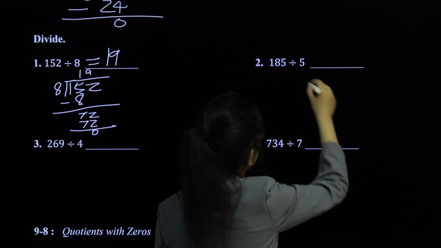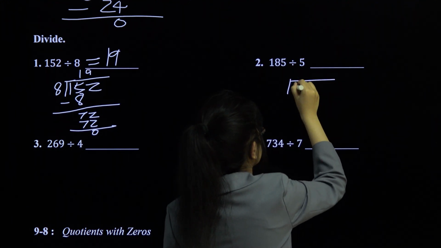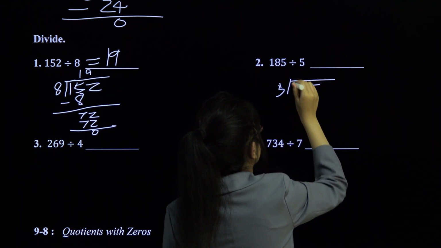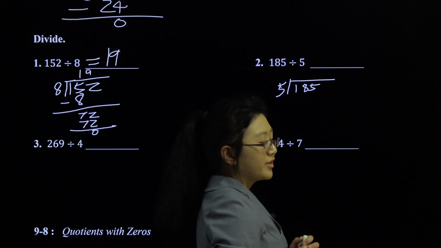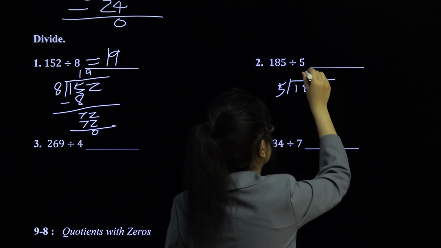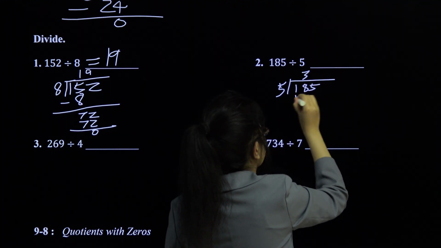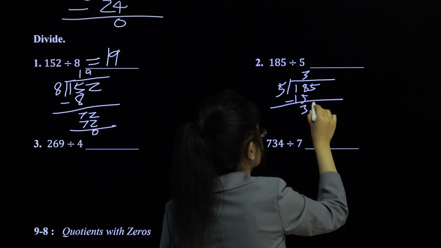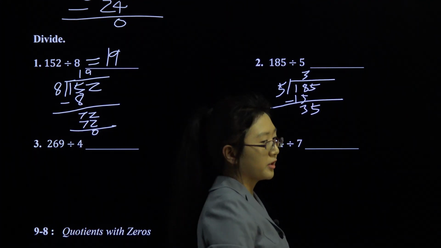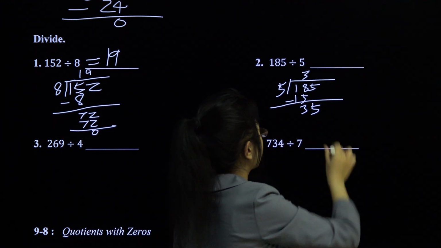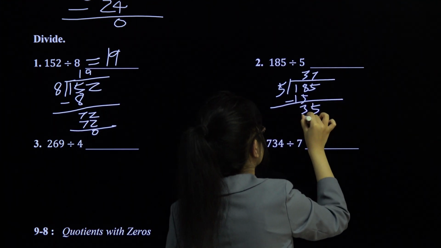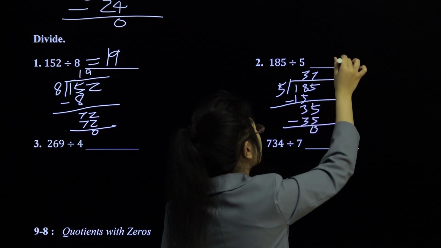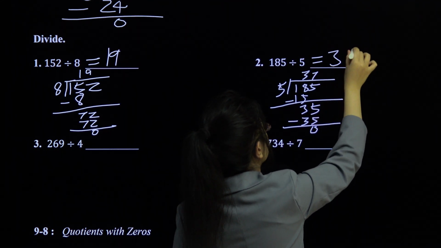185 divided by 5. 5 does not go into 1. 5 does go into 18 3 times, and you get 15. 18 minus 15 is 3. You drag down the next digit, 35. 5 goes into 35 7 times. And you get that the answer is 37.